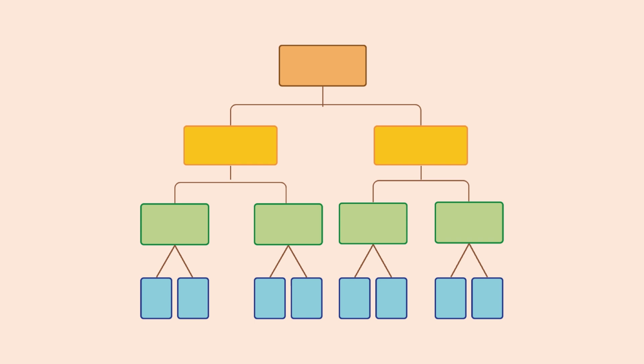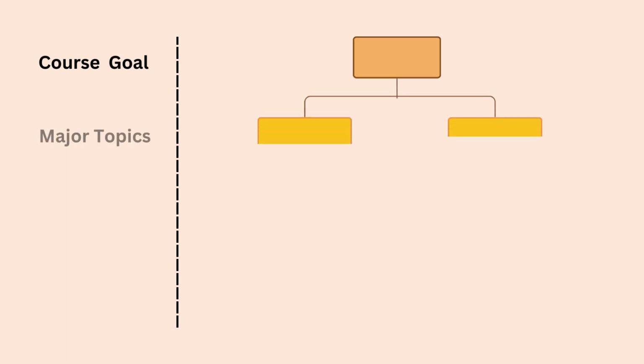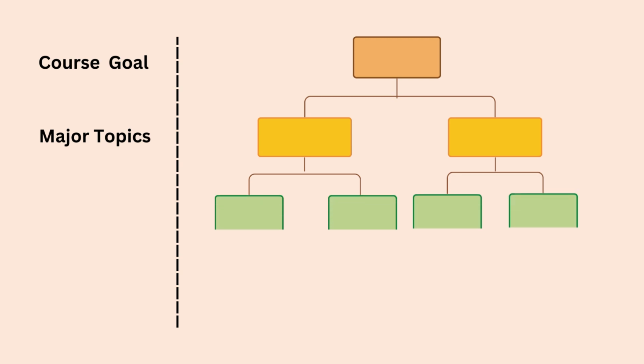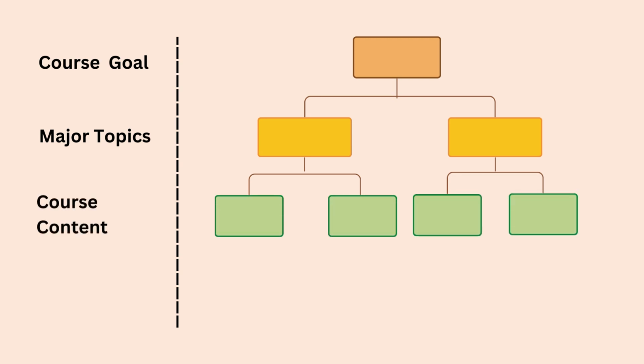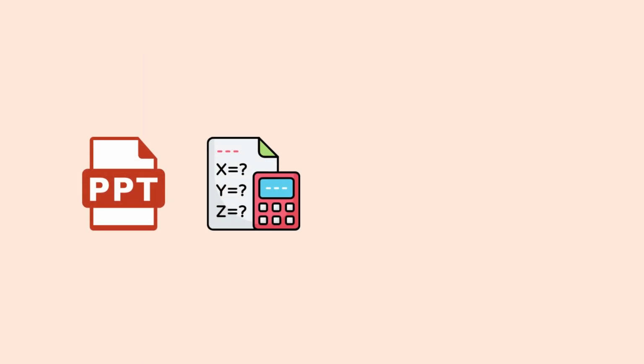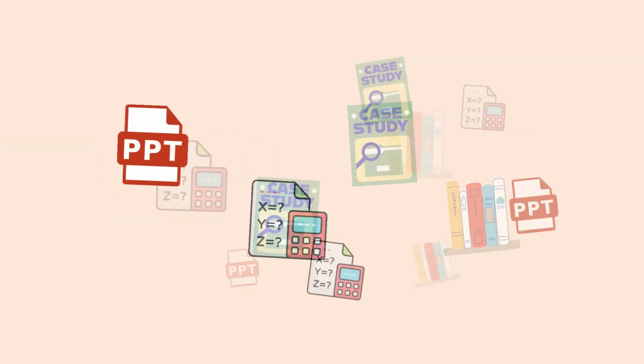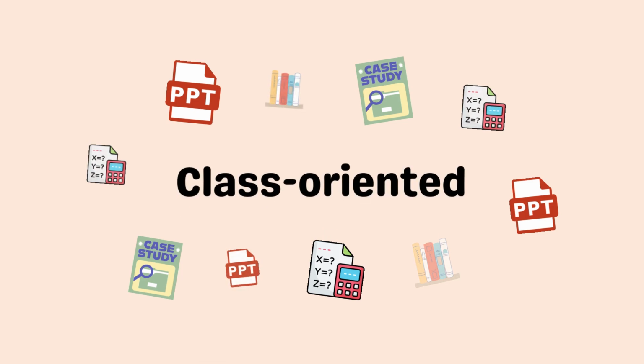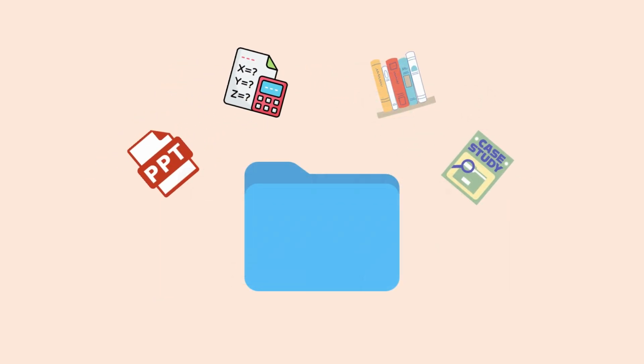First of all, the way how a course is designed and structured is it starts with a course goal. Then the professor needs to decide a couple of major topics he or she wants to cover and further decompose these major topics into more granular components, which is the course content of each class. To effectively present this course content, the professor will use different teaching tools such as PowerPoints, practice sets, cases, readings, etc. For that reason, all these tools by design are class-oriented and all the class materials used for the same class should be put together in one folder.